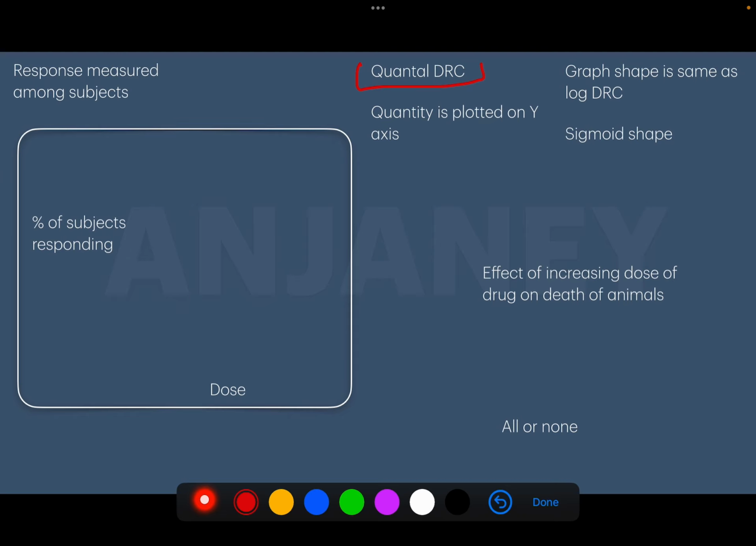Quantal DRC is different. How? The quantity is plotted on the y-axis. Let's say this is the y-axis. Here we have a quantity. What quantity? Percentage of subjects responding. Let's say I gave drug A to 100 mice. Now I will make a graph, and on the y-axis I will have the number of mice which are showing me the effect. So on the y-axis I don't have a single mouse, I have a percentage of subjects. So this is quantal DRC.